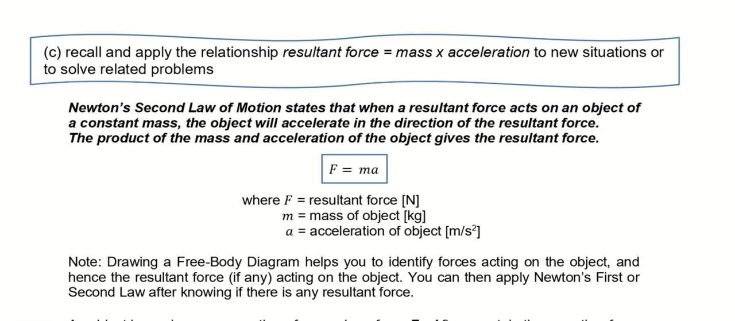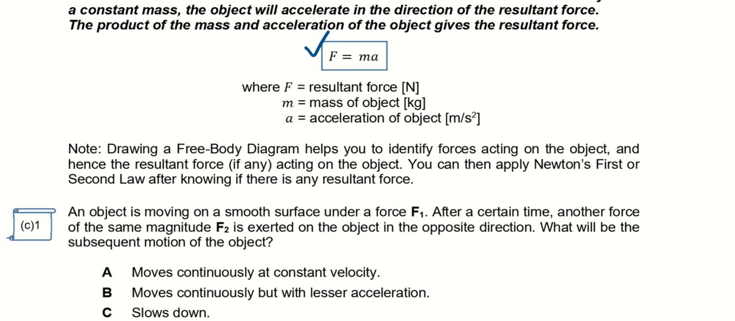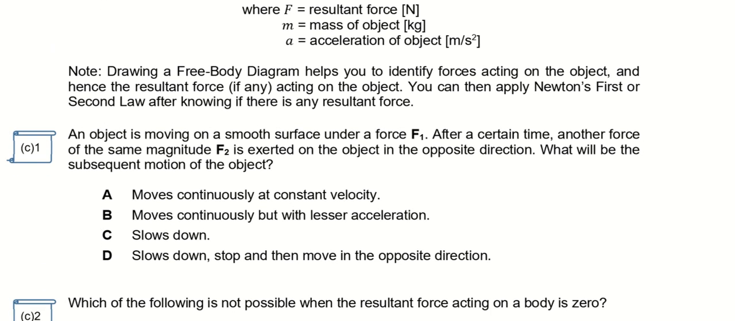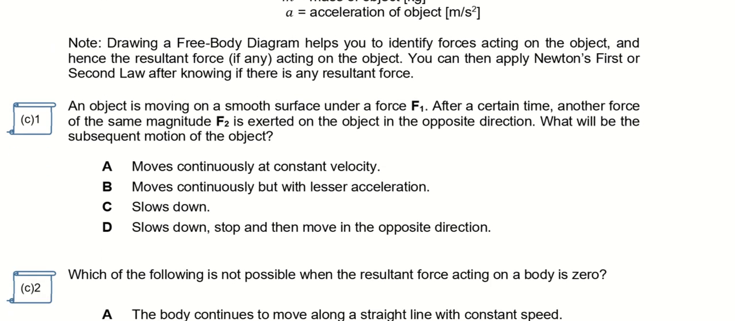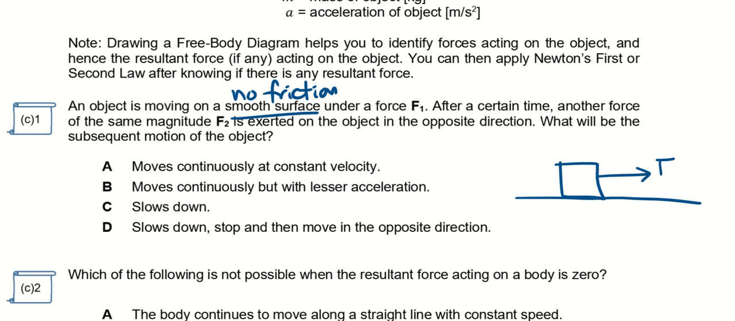Okay, then this is Newton's second law. F net equals ma. Just take note that everything is in SI units. Okay, let's solve C1. An object is moving on a smooth surface. Why do we talk about a smooth surface? Smooth means no friction. That means if it's moving to the right, then there's no friction that acts to the left. So maybe I do a sketch. This is the object. It is moving on a smooth surface under a force F1. So maybe I call this F1.